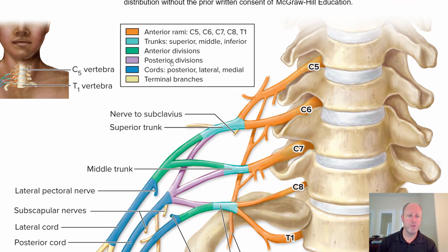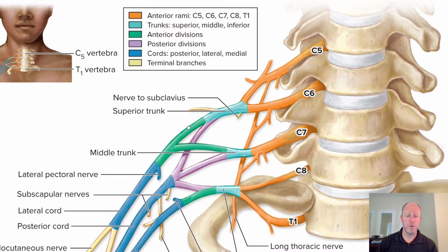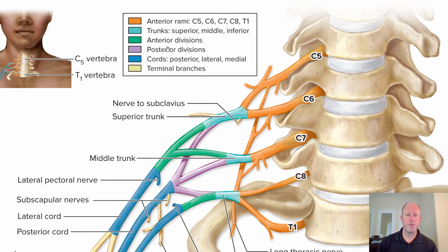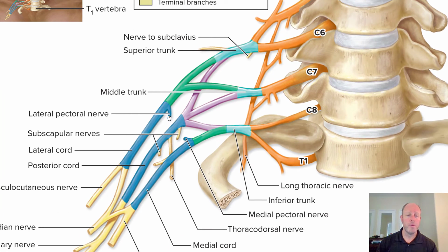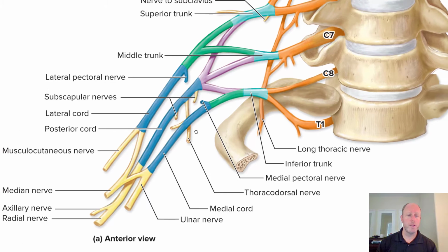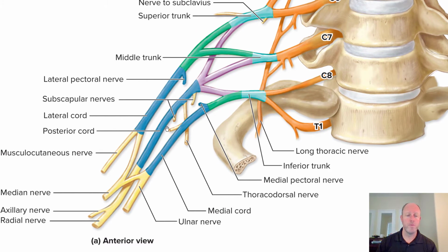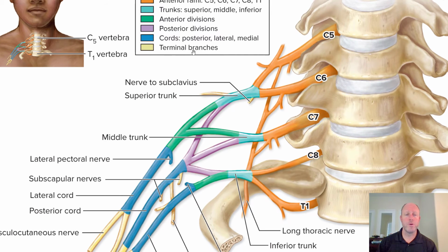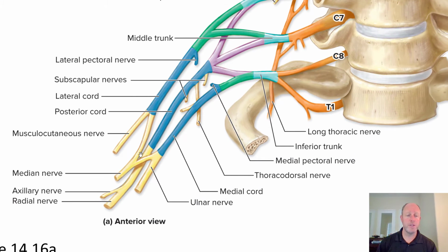It's nice to have a little key for it that they gave us on this one here. Our anterior divisions are basically in the green, and our posterior divisions are the purple. And the cords, the posterior, lateral, and medial, are dark blue here. We've got our lateral, and it's really showing us the posterior cord here from this direction, and our lateral pectoral nerve here, lateral cord, posterior cord, and medial cord. And of course our terminal branches, where it ends out here: the musculocutaneous nerve, our median nerve, our ulnar nerve, axillary nerve, and our radial nerve.